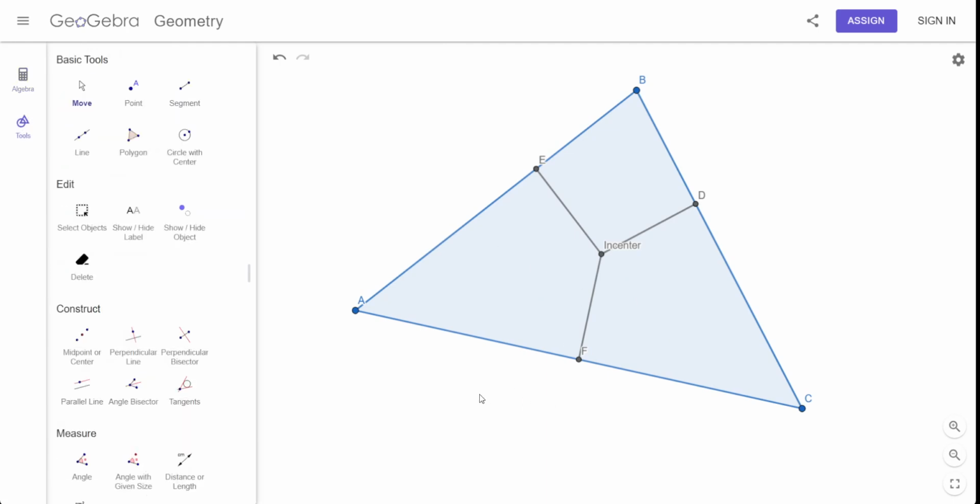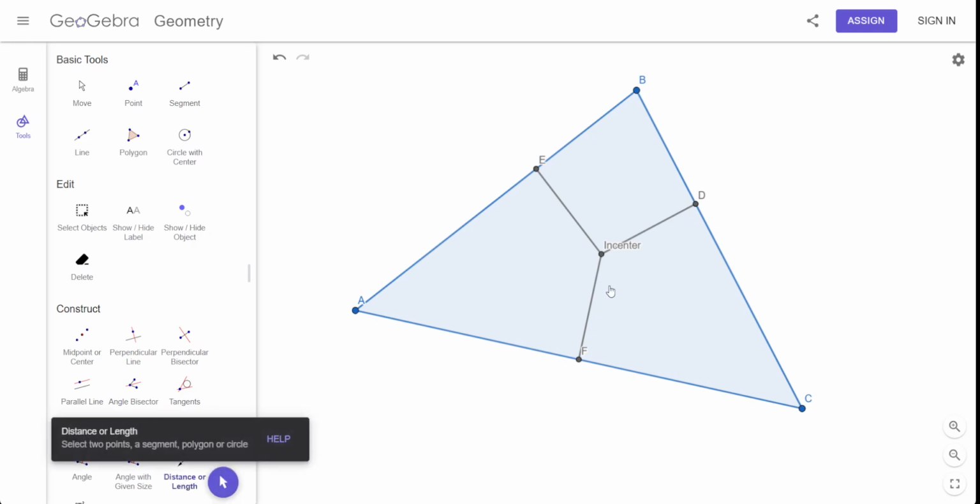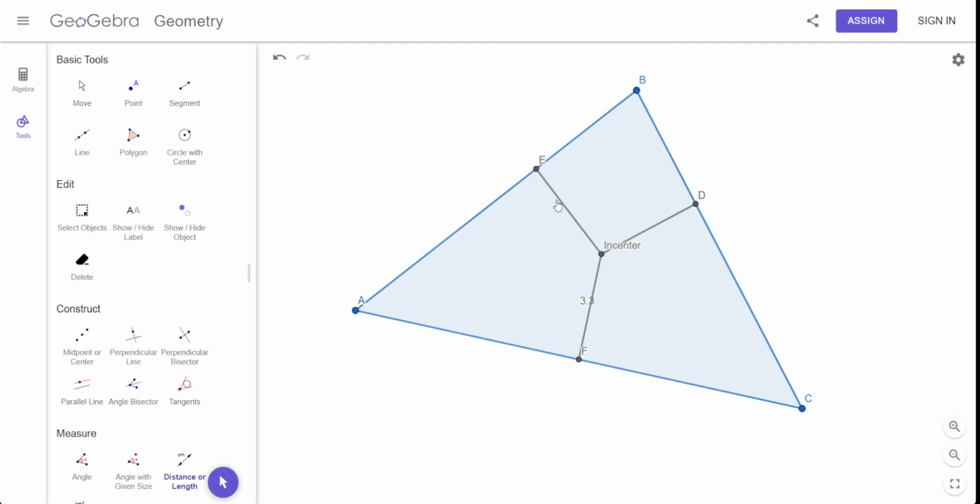They don't look the same? Well, let's see if they are. How can I do that? Distance or length? 3.3, 3.3, 3.3. Are they the same? It doesn't make any sense? No, look, if you're looking at this picture, doesn't the bottom one look longer? Yes, that one looks longer.